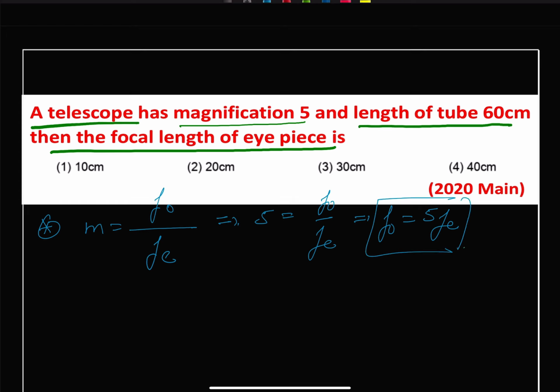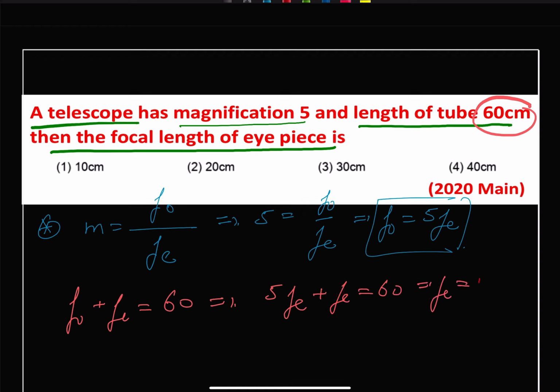And we also know that the length of the tube is given as 60 centimeter. It means our FO plus FE should be equal to 60 centimeter. FO plus FE is 60. We substitute the value, that is our 5 times FE plus FE is equal to 60, which gives us that FE is equal to 10 centimeters. So option number 1 is the correct one.